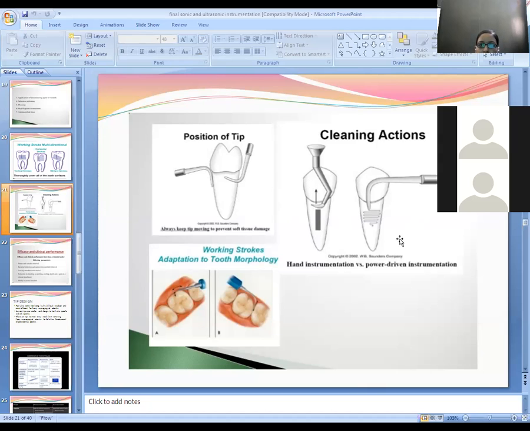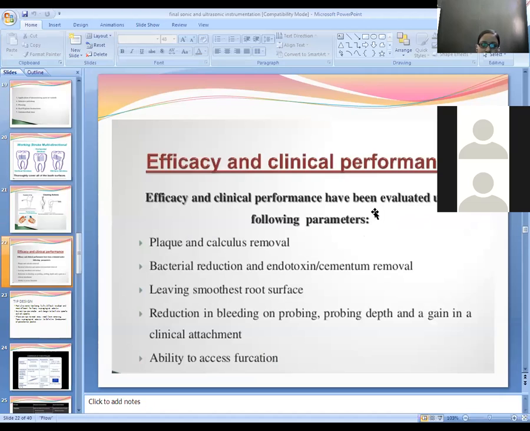In this diagram, we can see the difference between hand scaling and power, the ultrasonic scaling. In hand scaling, you go below the calculus and use vertical pull strokes. While in ultrasonic instruments, they give only oblique direction strokes, or horizontal or vertical.